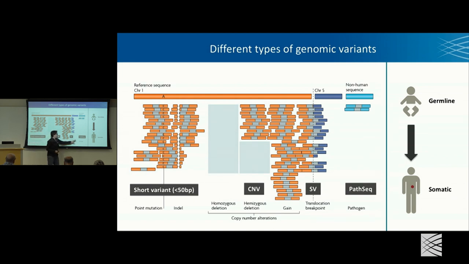We are also listing here a type that's a little bit different. Here we're talking about the presence of pathogen DNA or just foreign DNA in the organism that's going to manifest as a variation, but really is because there's somebody else's DNA in there. And I'm not going to talk much about that, but we do have pipelines now that allow you to identify and characterize these sequences.